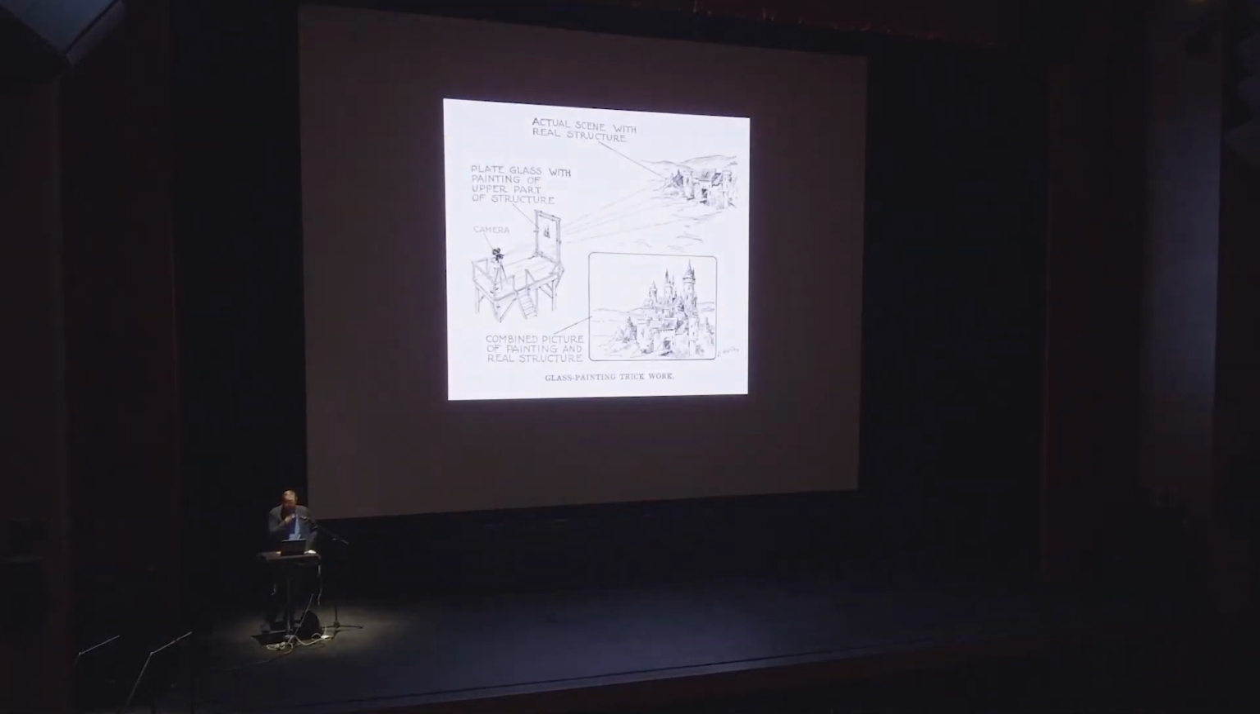So just to go over what a glass shot is, the camera shoots through a piece of glass where a photorealistic painting is rendered and then combines it with the background to create a new composite image, in this case, a castle on a hill. And again, as long as the camera has enough depth of field to keep the glass in focus and the background in focus, the illusion can become pretty much undetectable.